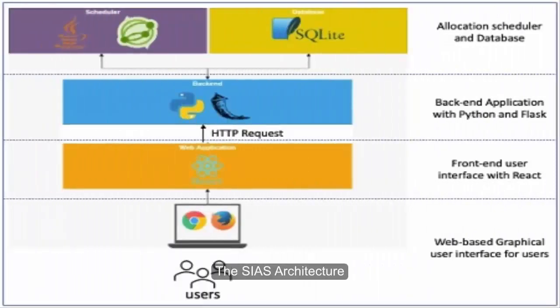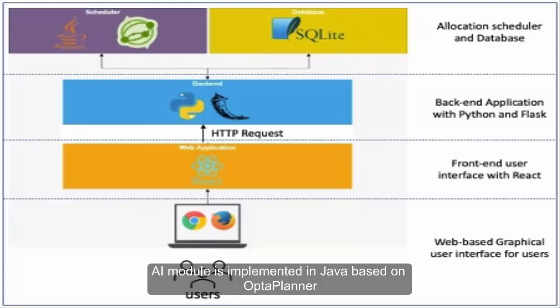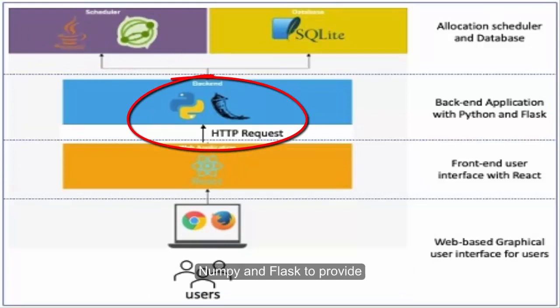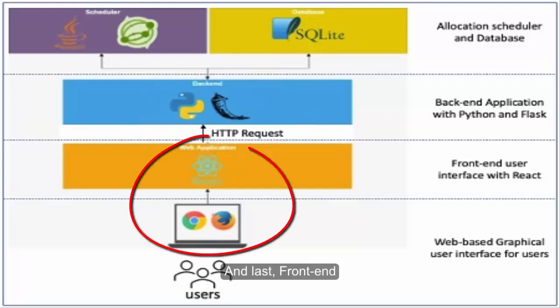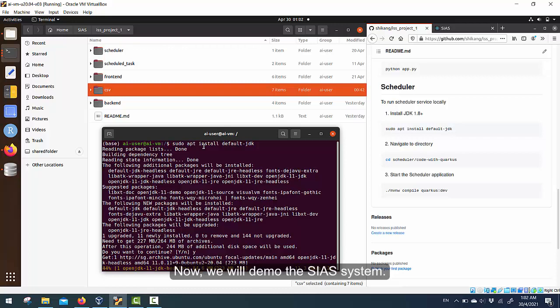The SIAS architecture has four main components: database, AI modules, backend, and front-end. The database is implemented using SQLite to store the staff, duties, and allocation data. The AI modules are implemented in Java based on OptaPlanner. The backend is implemented using Python, NumPy, and Flask to provide database services to the front-end via REST API. And last, the front-end provides the user interface allowing users to interact with the system, implemented in HTML and JavaScript using the React framework. Now we will demo the SIAS system.